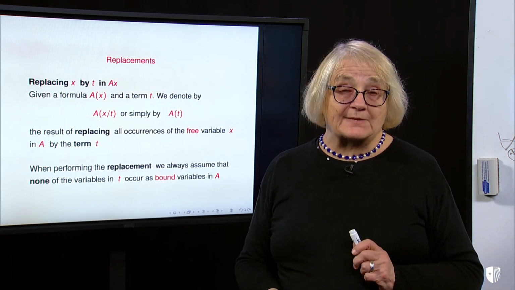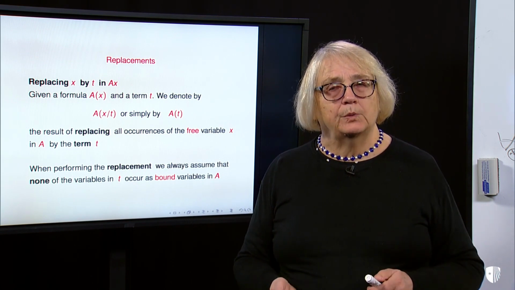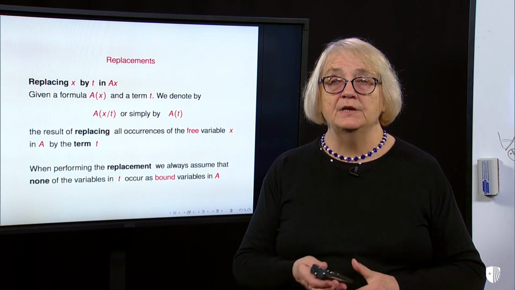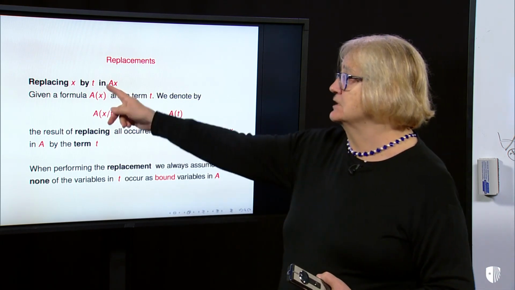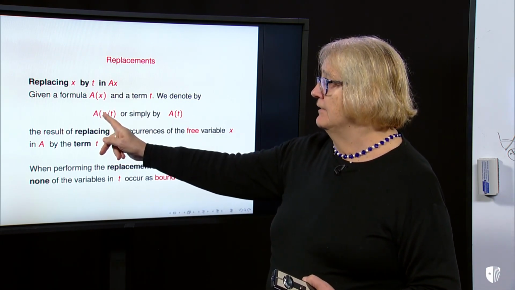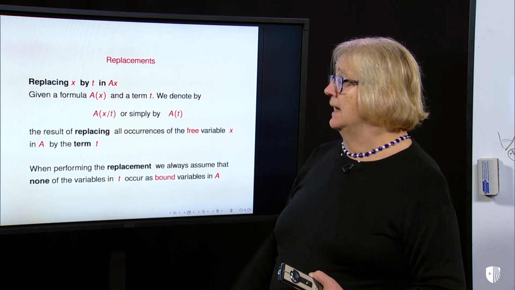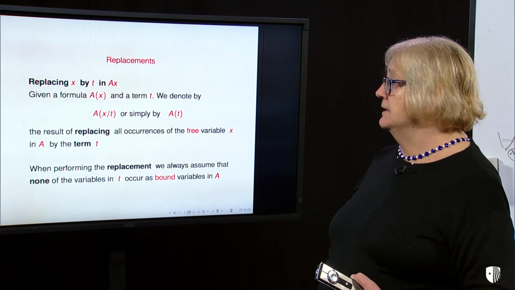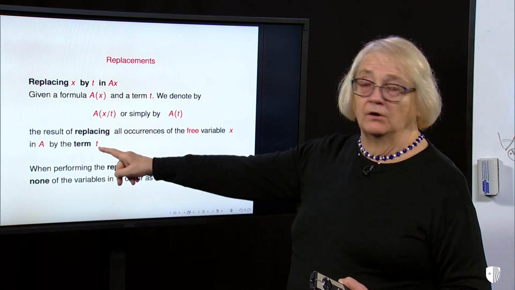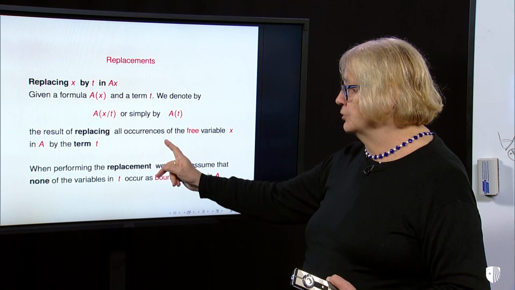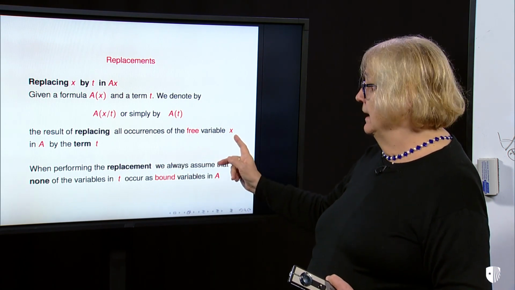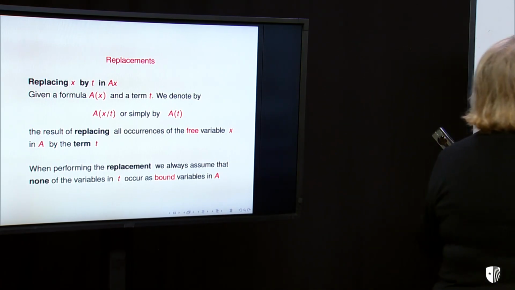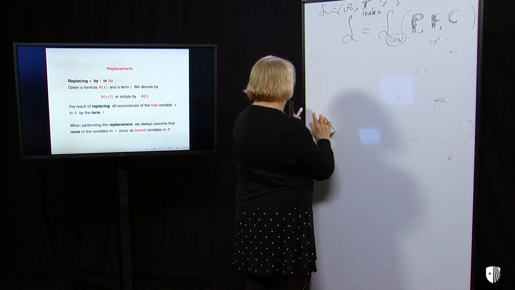And now we have replacement. So there are different operations which are important, and you have to be very, very careful to do those operations. So we can replace x by t. So a variable x in formula A, I replace by t, and you write A(t). So this is the result of replacing all occurrences of the free variable x in A by the term. So I will give you an example.